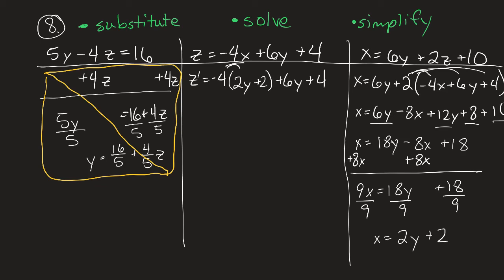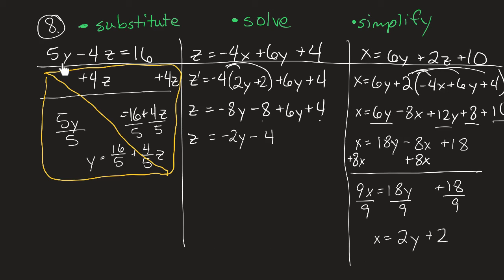We're going to distribute the negative 4. So we get z is equal to negative 8y minus 8 plus 6y plus 4. And we simplify that, and we get negative 8y plus 6y, which gives us negative 2y. And we have negative 8 plus 4, which gives us minus 4. So now we have both z in terms of y and x in terms of y.